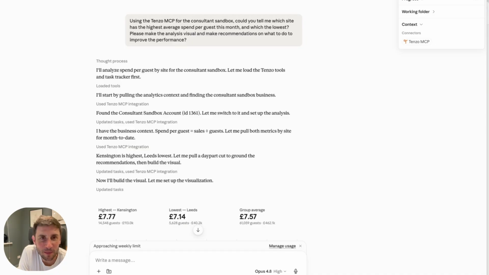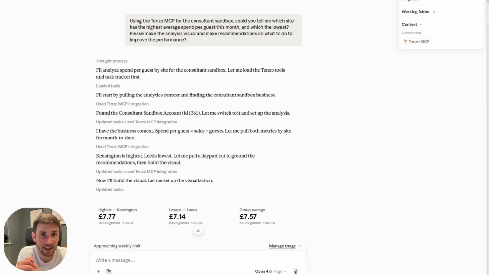I wanted to talk to you a little bit about the Tenzo MCP, so the connector between Tenzo and the LLM of your choice. Here I'm using Claude, but you could do this with ChatGPT, Gemini, or Copilot. The idea is that you can ask questions of any of the data in Tenzo. We aggregate data from your POS, your labor, your inventory, your reviews, your reservations, and you can ask any question about all of that. It will have the context about your business.